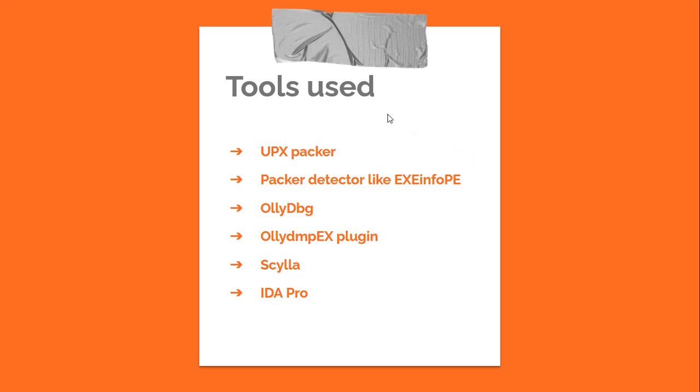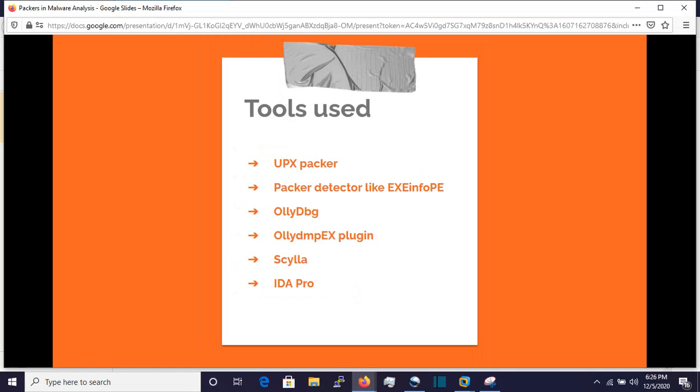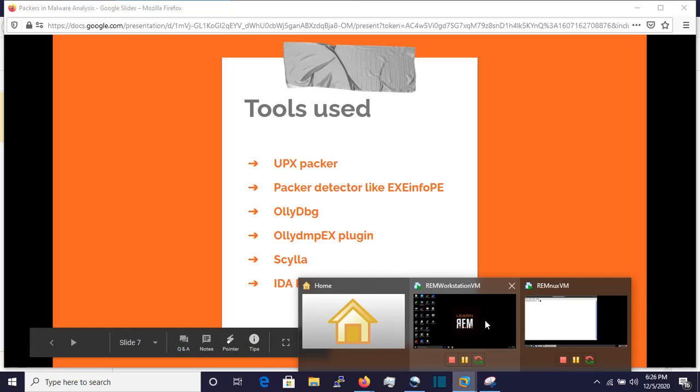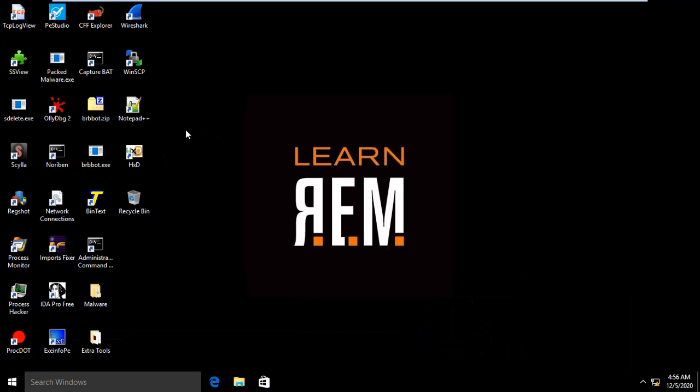So what are the tools which we are going to use? We will use a UPX packer, and a detector like EXEinfoPE and PEiD. We're going to use OllyDbg, and we'll be using a plugin which is embedded in OllyDbg. We'll also use Scylla and IDA Pro. Okay, now let's move towards the lab work. Here's my lab, which is isolated from the network.